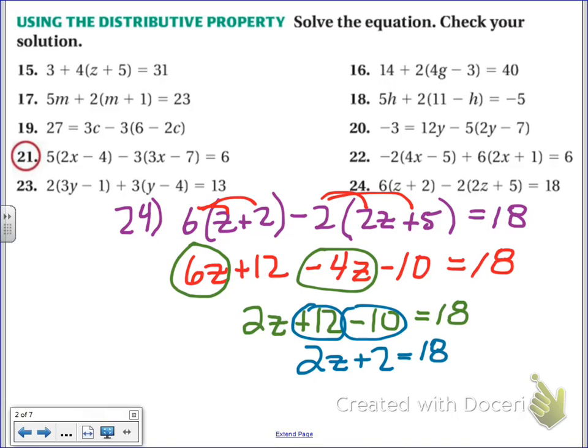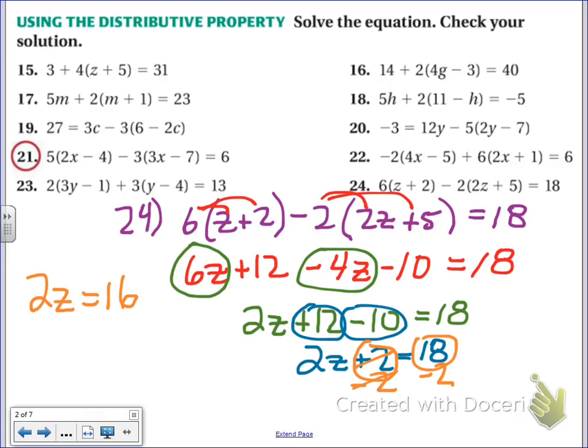All right, so now I have positive 2 and 18. Those are like terms, but they're on different sides. Because they're on different sides, that's when I need to do the inverse of something. I always want to get my variable by itself, so that means I should move my 2 with the 18. I do that by doing the opposite, so I subtract 2 from both sides. So I'm going to get 2z equals 18 minus 2, which is 16.